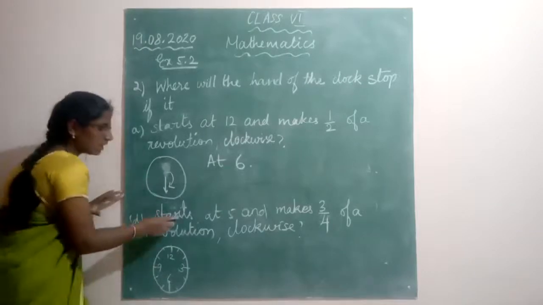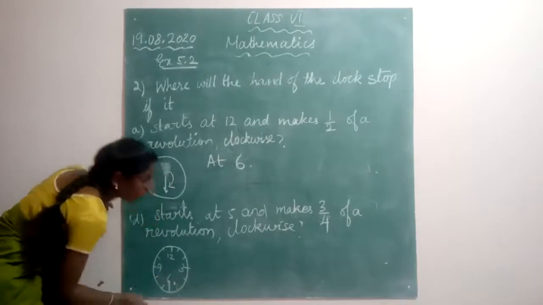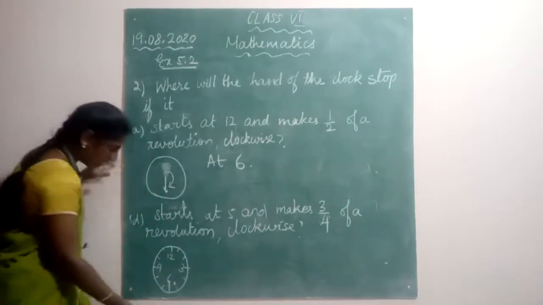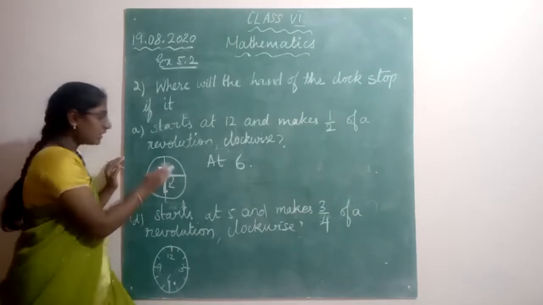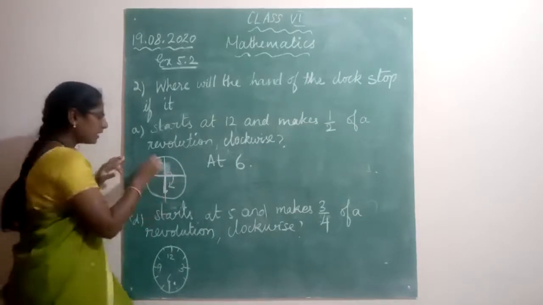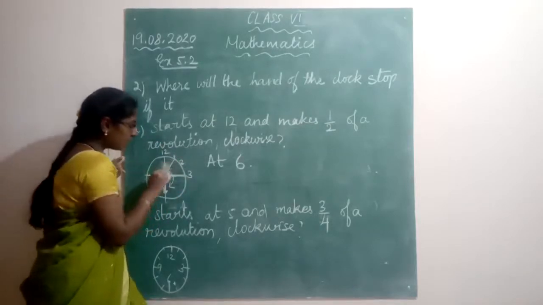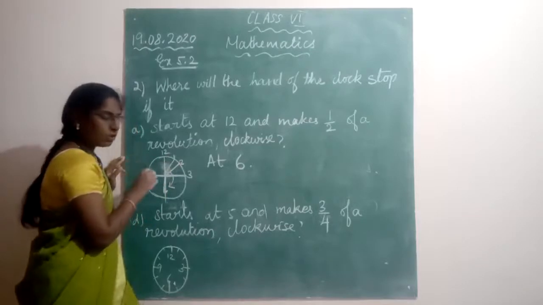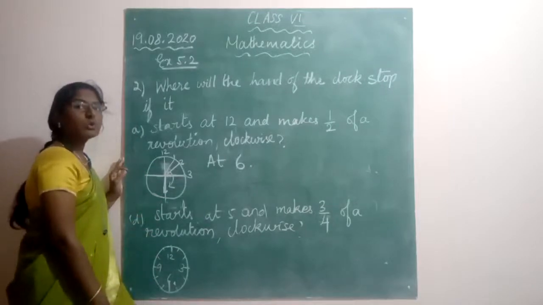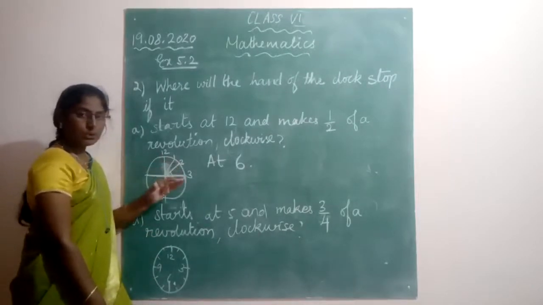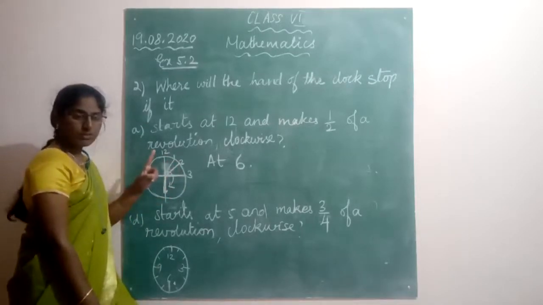So here the needle starts at 5. From 5, what happens? It is moving 3 by 4. We saw till now we can divide it like this. Each part is having how many divisions in it? Calculate. 1, 2, 3. So here we have 3 divisions. If we have to cover 1/4 of the revolution, we have to cover 3 hours: 12 to 1, 1 to 2, and 2 to 3. Is it clear? So for 1/4 of a revolution, we have 3 hours.